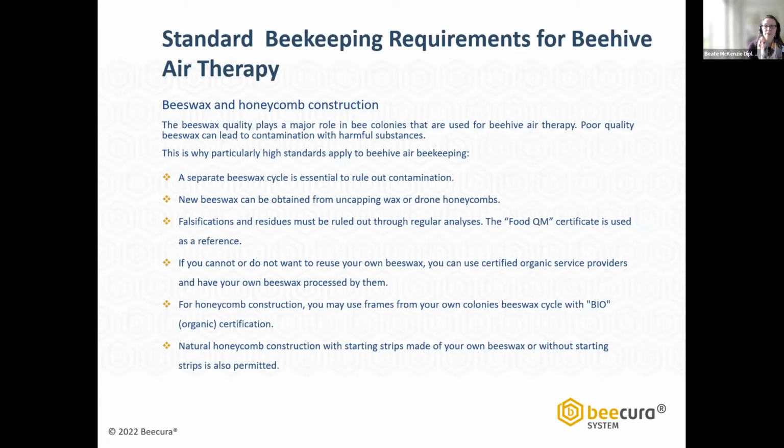This is really important because the person will inhale what's in the hive. So you want to make sure that the bees have a really natural environment, but also the person that is inhaling the bees' air has the most hygienic, most clean environment. So food grade would be ideal. You can use uncapped wax or drone honeycombs that you can turn into beeswax. And these are just some examples of how you can go about this. But the principle, as I said, is really clear. If you use your own beeswax, you know what you're using. If you buy some beeswax, then make sure you know where it's coming from.